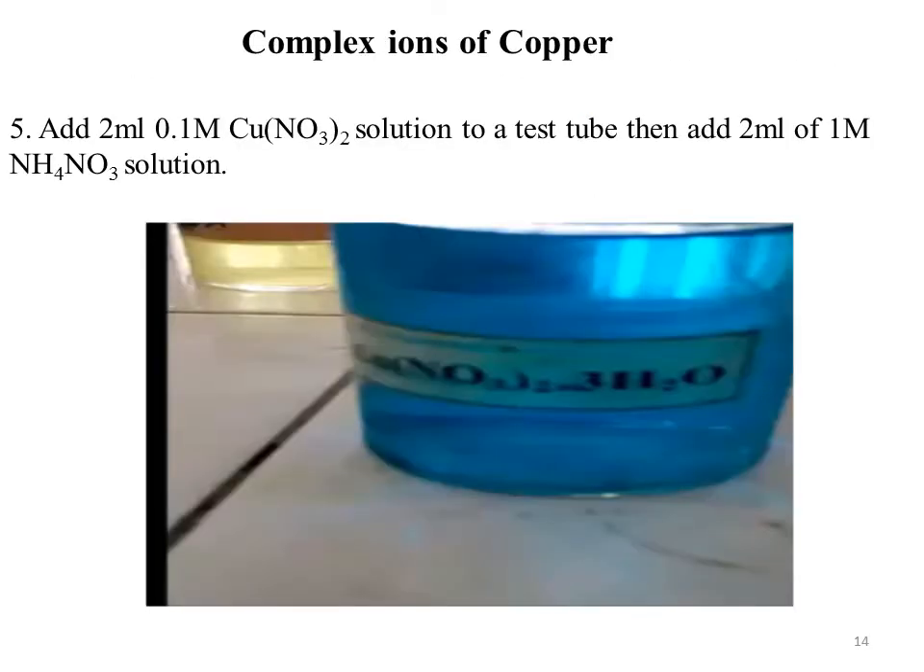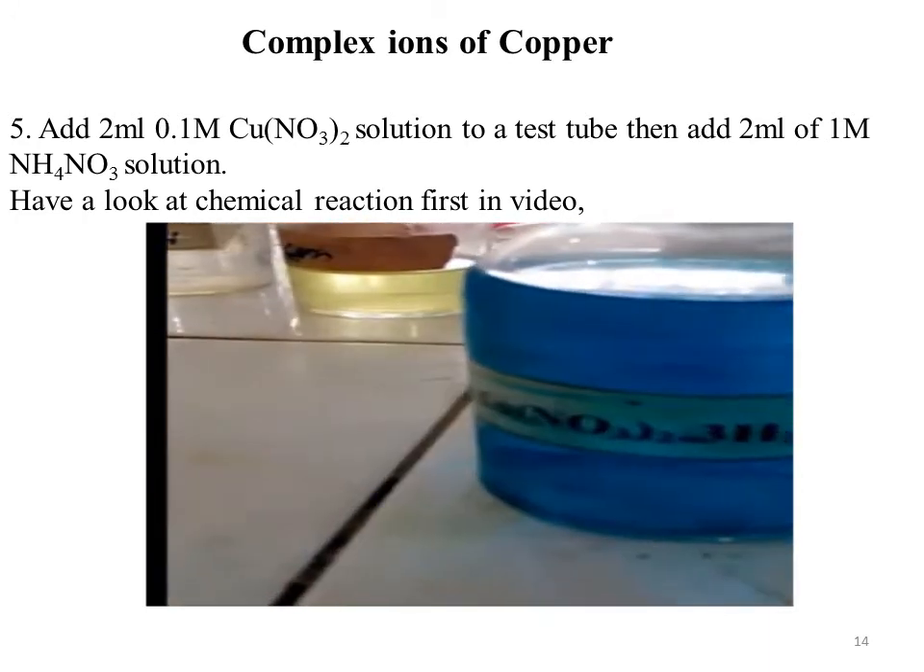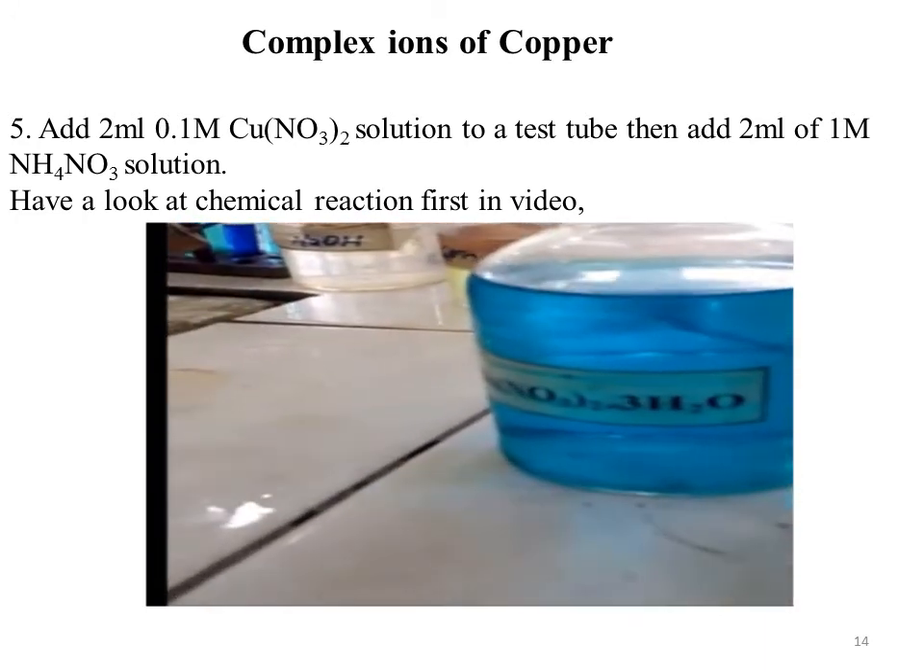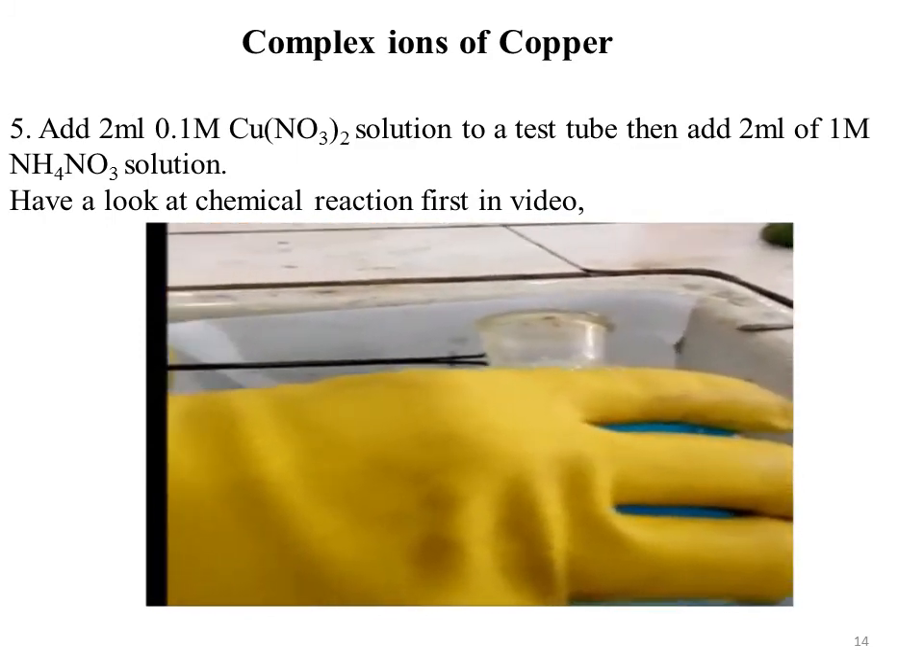In step number 5, what you have to do is add about 2 ml of 0.1 molar copper nitrate solution to a test tube and then add 2 ml of 1 molar ammonium nitrate solution. So what do you think? Will you observe the royal blue color of tetraamine cuprate(II) ion complex again or not? So have a look at the chemical reaction first in this video.